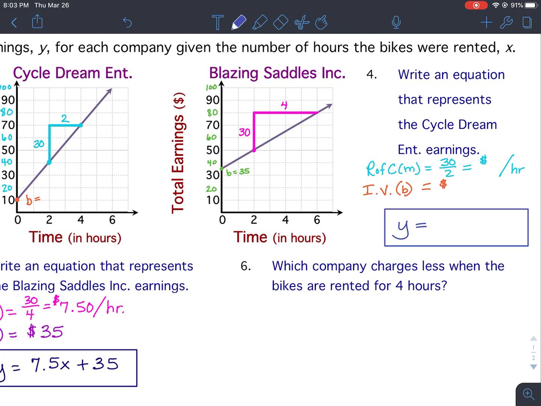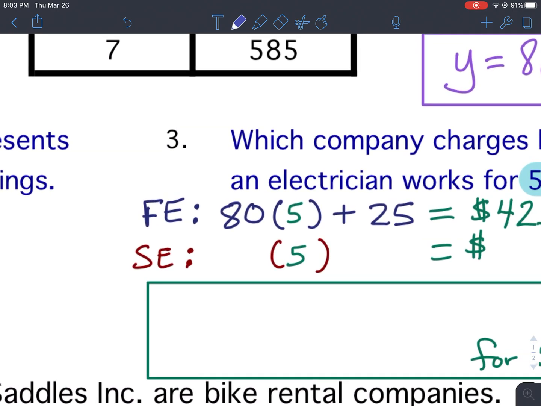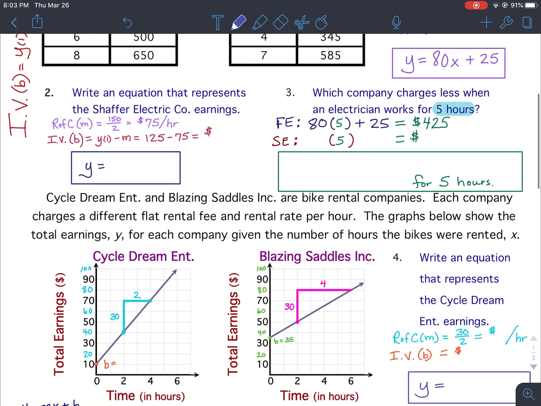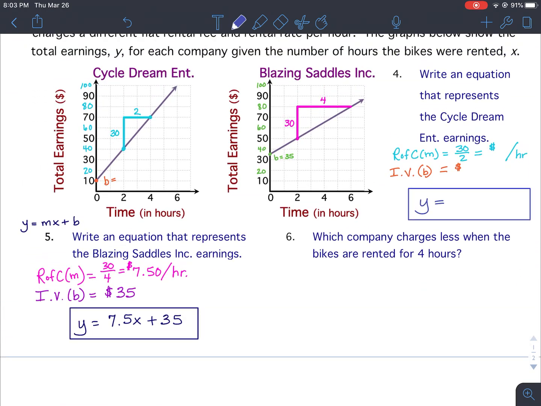Okay, number 6. Number 6 could be done the same way we did number 3, where you plugged the number in for x and used your calculators or whatever to solve. But also it can be done in a very simple way by looking at the graph. Because it's giving you a graph, it's telling us how much they charge for 4 hours. So I'm going to highlight the 4 hours. We want to know who charges less for 4 hours.